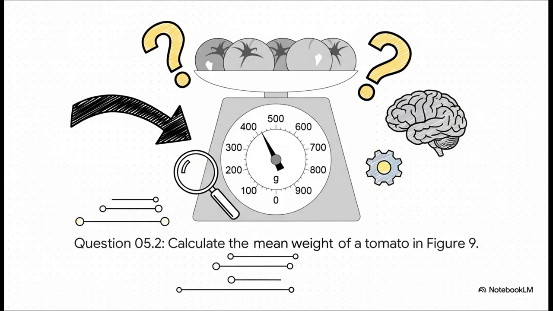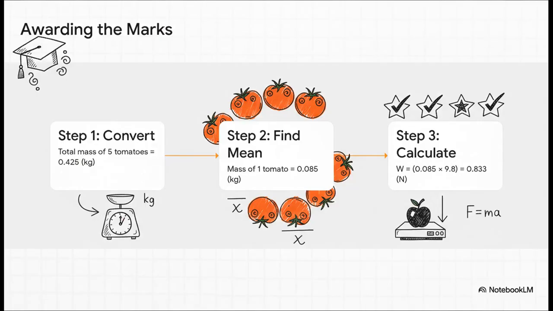The scale clearly says 425 grams for all 5 tomatoes. That's our starting point. And this lays out the path to those 3 marks perfectly. Look at this. First, you get 1 mark just for converting 425 grams into the standard unit, 0.425 kilograms. Easy mark. Your second mark comes from the next logical step, finding the average mass of 1 tomato, which is 0.085 kilograms. And finally, that third mark is for plugging this mass into the weight equation and getting the final answer of 0.833 newtons. 3 clear steps, 3 guaranteed marks.